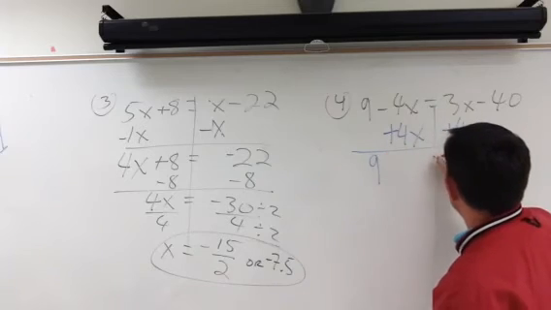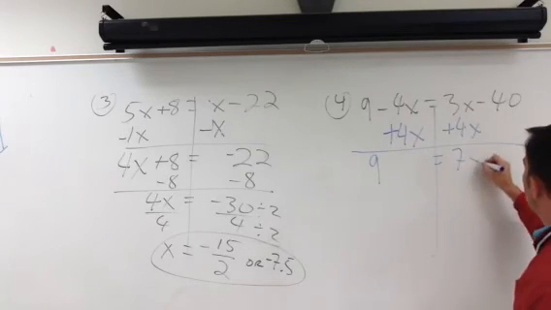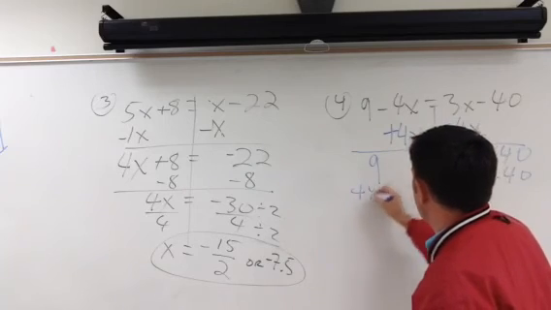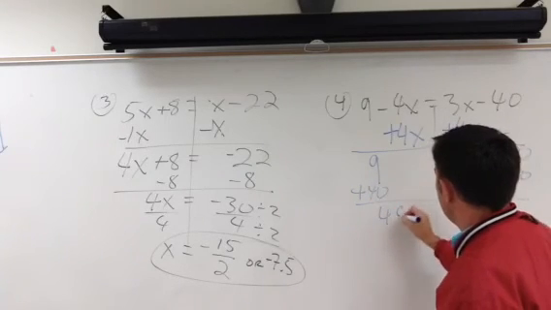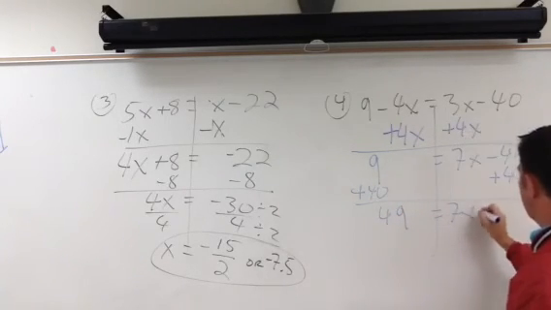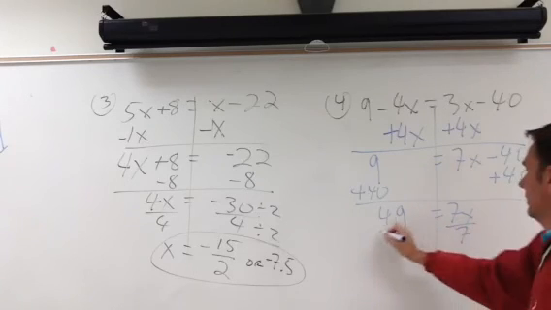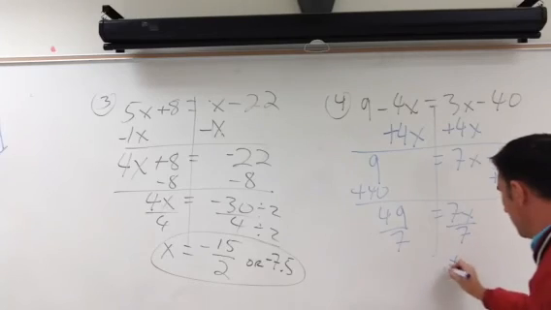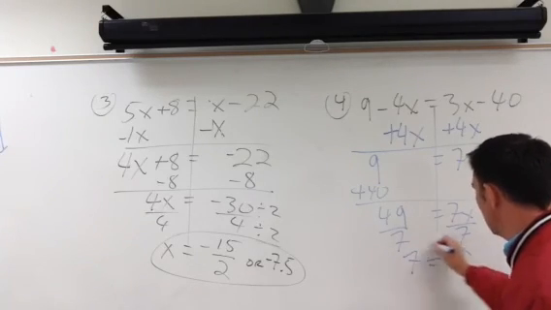Copy down the 9. 3x and 4x is 7x minus 40. I can now add a positive 40 to both sides. And I have 49 equals 7x. We then divide by 7. And we get an answer of 7 as well.